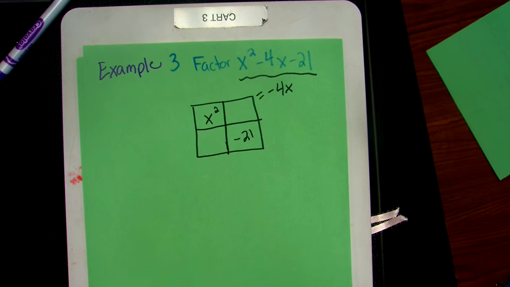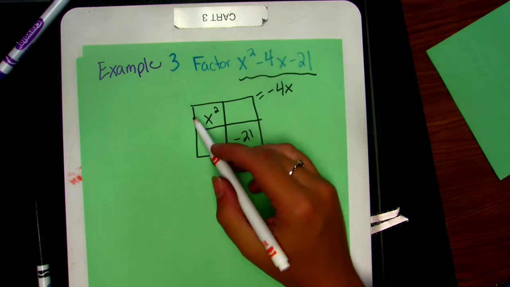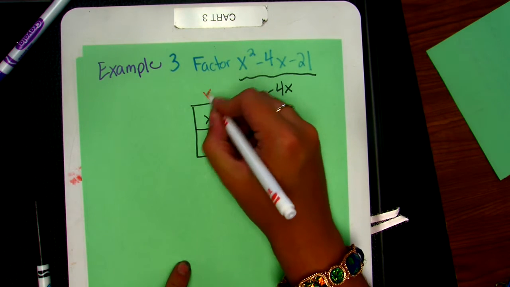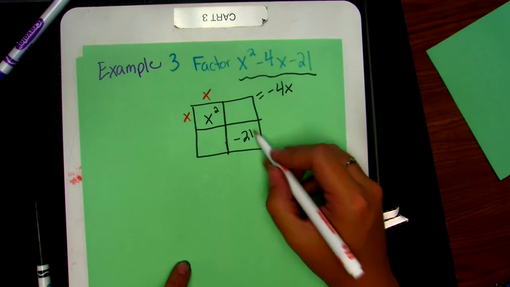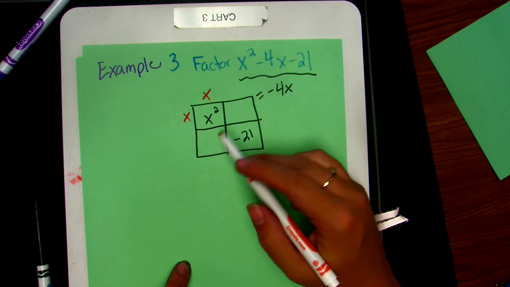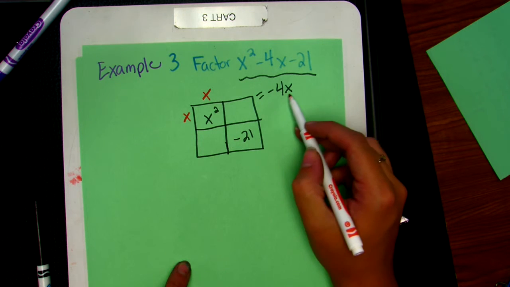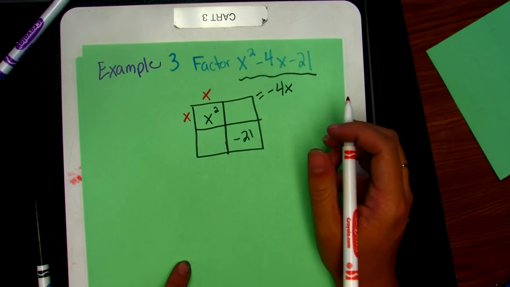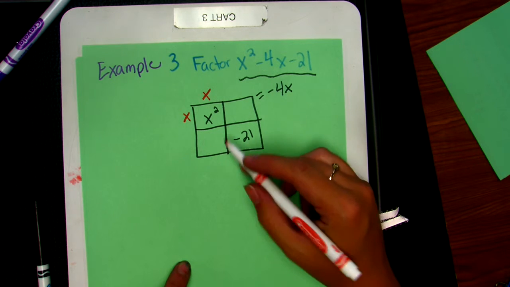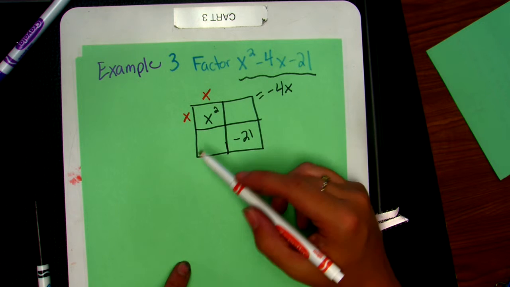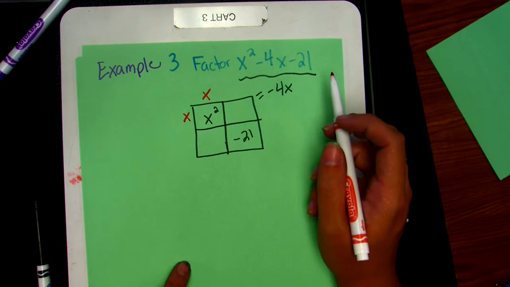Okay, so we know two numbers that multiply together to get x squared, that would be x and x. Now we need two numbers that multiply together to get negative 21, but add up to negative 4x. This is where the guess and check comes in, because you're going to guess different factors of negative 21 until you get two factors that add up to negative 4x.